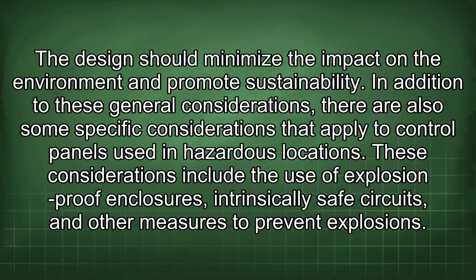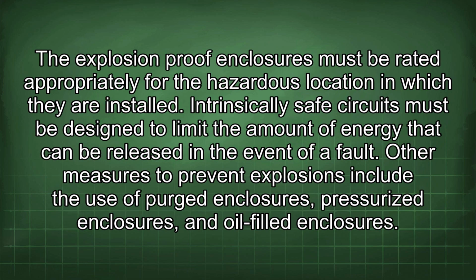In addition to these general considerations, there are also some specific considerations that apply to control panels used in hazardous locations. These considerations include the use of explosion-proof enclosures, intrinsically safe circuits, and other measures to prevent explosions. The explosion-proof enclosures must be rated appropriately for the hazardous location in which they are installed. Intrinsically safe circuits must be designed to limit the amount of energy that can be released in the event of a fault. Other measures to prevent explosions include the use of purged enclosures, pressurized enclosures, and oil-filled enclosures.